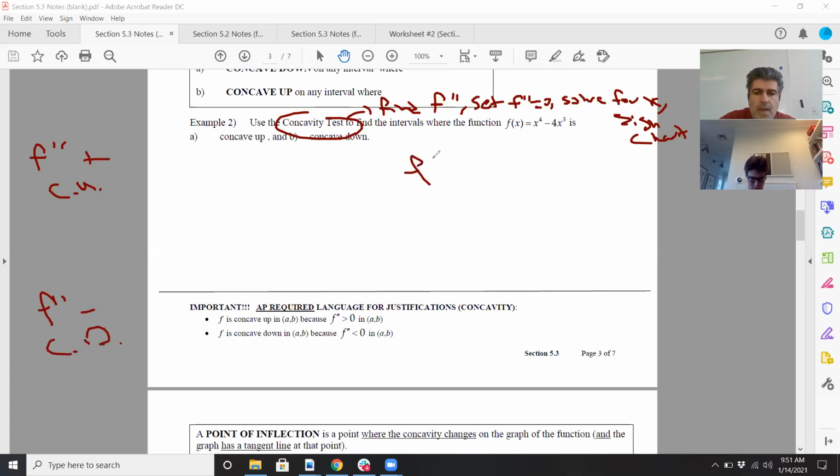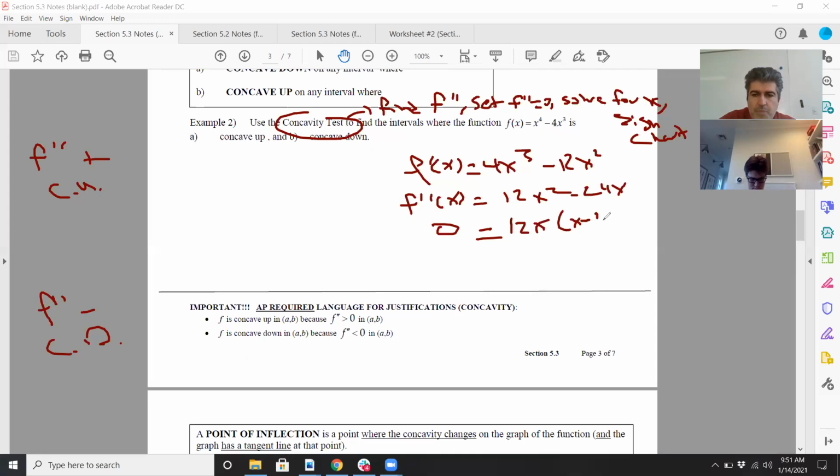So f prime of x is 4x cubed minus 12x squared. F double prime of x is 12x squared minus 24x. Set this bad boy equal to 0, factor out 12x. And you can call these critical points if you want, 0 and 2. Make a sign chart, 0 and 2. And you're testing for the second derivative, right? We want to see where that is positive or negative.